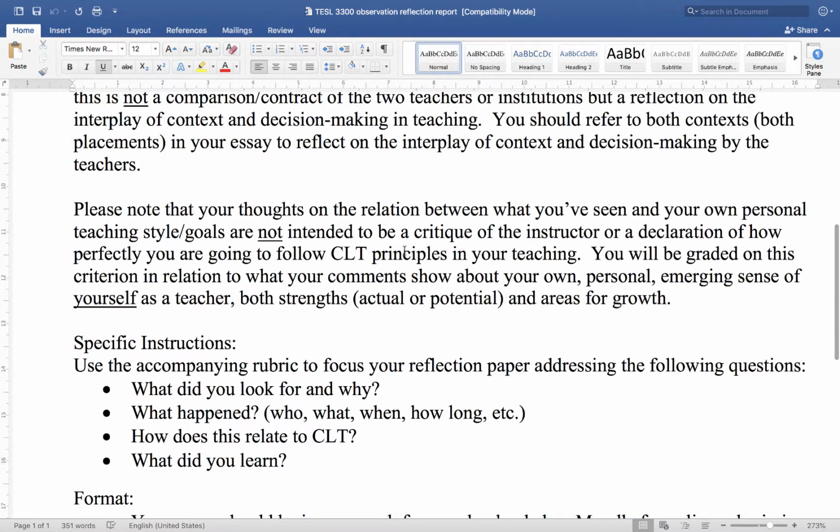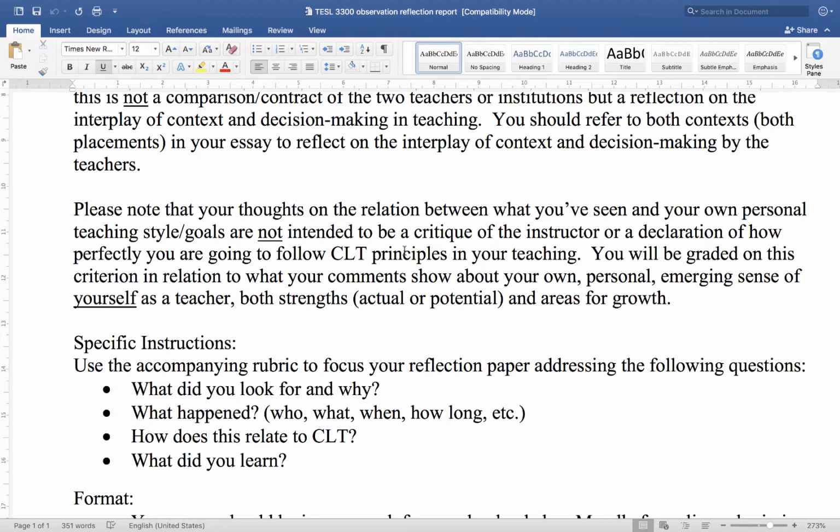Please note that your thoughts on the relation between what you've seen and your own personal teaching style and goals are not intended to be a critique of the instructor or a declaration of how perfectly you are going to follow CLT principles in your teaching. You will be graded on this criterion in relation to what your comments show about your own personal emerging sense of yourself as a teacher, both strengths, actual or potential, and areas for growth.